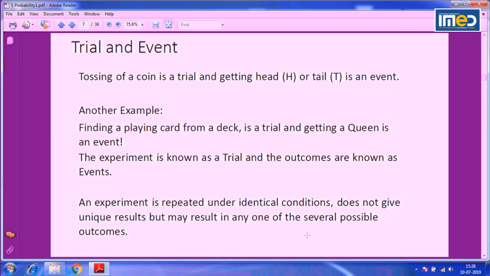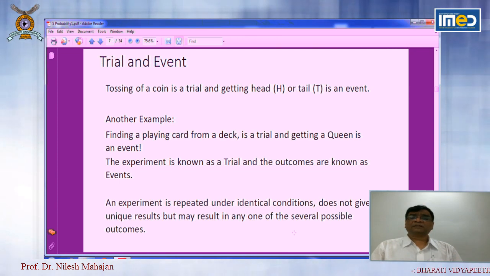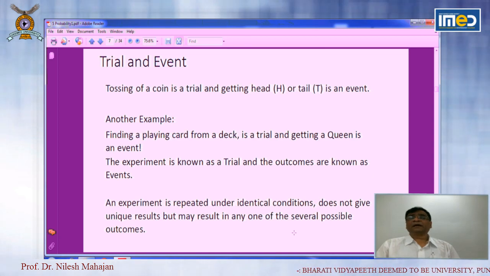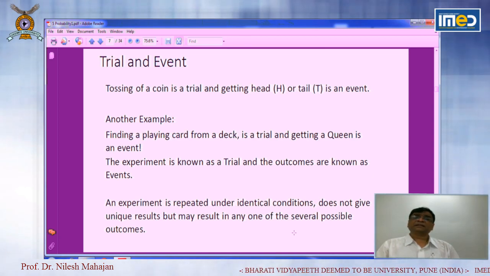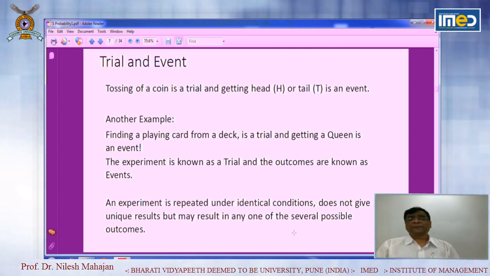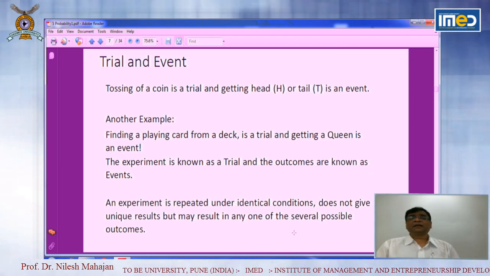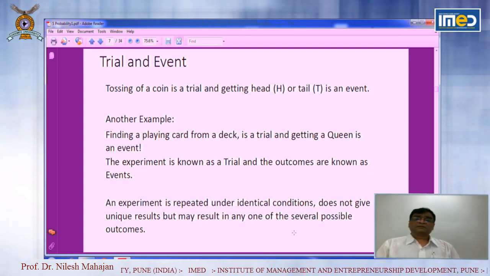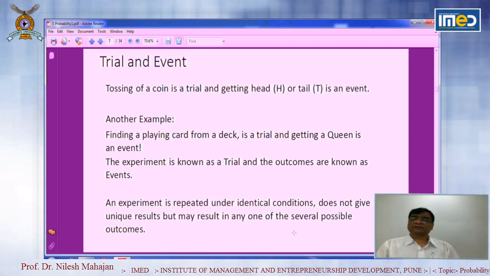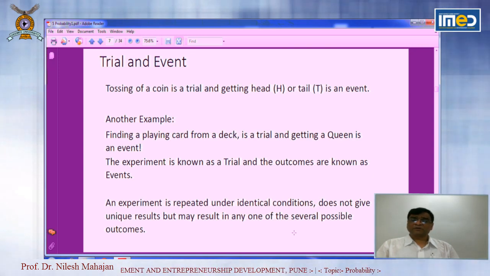So for any probability we require two terms, that is trial and event. So what is the trial and event? Tossing of a coin is a trial and getting head or tail is an event. Another example: drawing a playing card from a deck is a trial and getting a queen is an event. The experiment is known as a trial and the outcomes are known as events. Are you clear at this point?